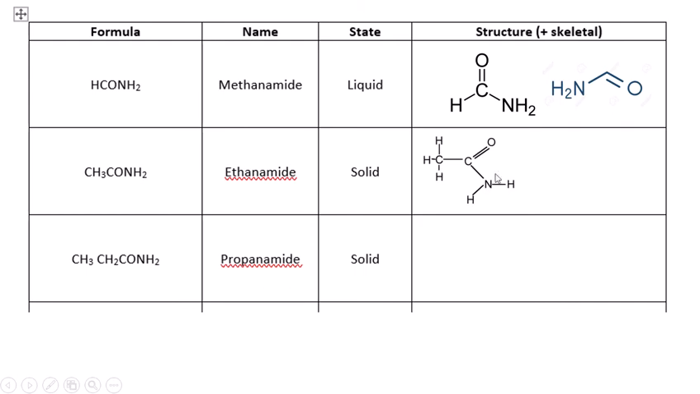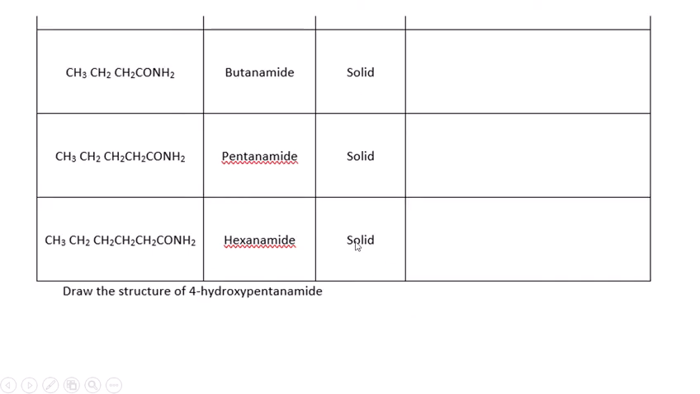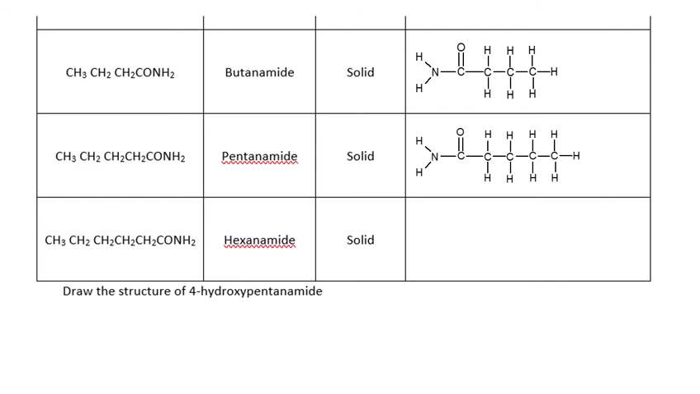So ethanamide would be the same with C double bond O and NH2, but then one extra carbon. Skeletal representation is shown. Propanamide, 3 carbons. Skeletal representation, and so on down. Butanamide, and simply adding one more stick onto the skeletal representation. Pentanamide and hexanamide. So again, keep counting. If it's hexanamide, you do that as the amide group, and then 1, 2, 3, 4, 5, 6 to give the extra one.